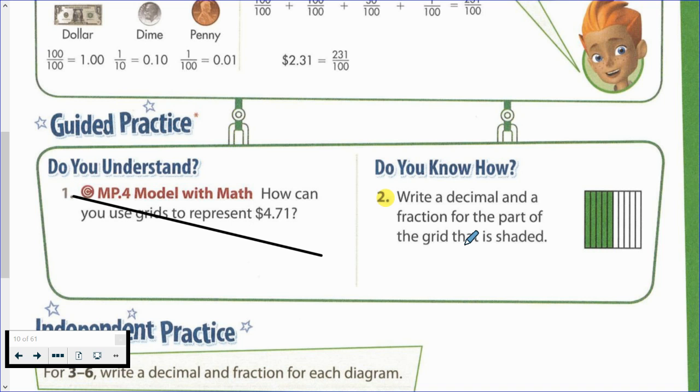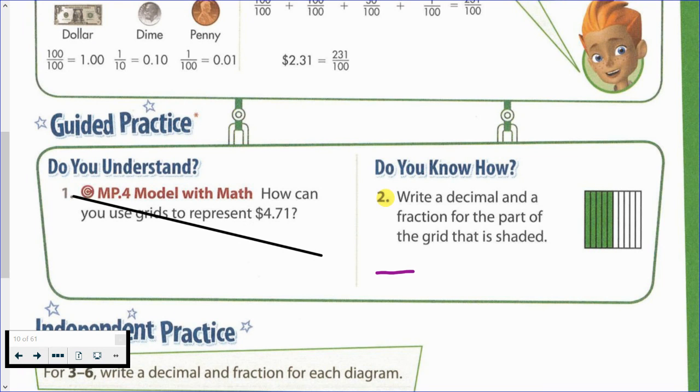So let's take a look at some of these problems together. If we're looking at question number 2, the directions say write a decimal and a fraction for the part of the grid that is shaded. As we look at this grid, you will notice it is divided into 10 parts. So if we are writing a fraction, let's put our fraction line.